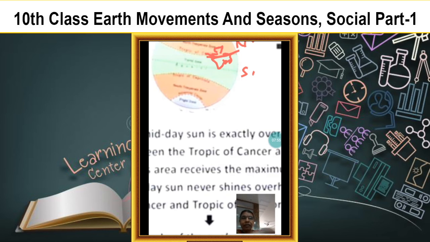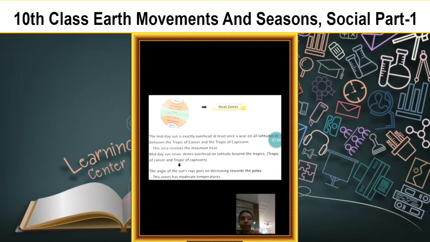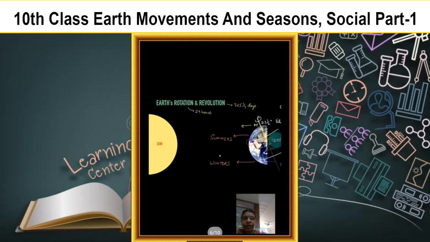Yes. Next, going to the other topic. We have already discussed the rotation and revolution of the Earth. For the rotation, how much time does it take? It takes 24 hours for the rotation and 365.25 days for the revolution.